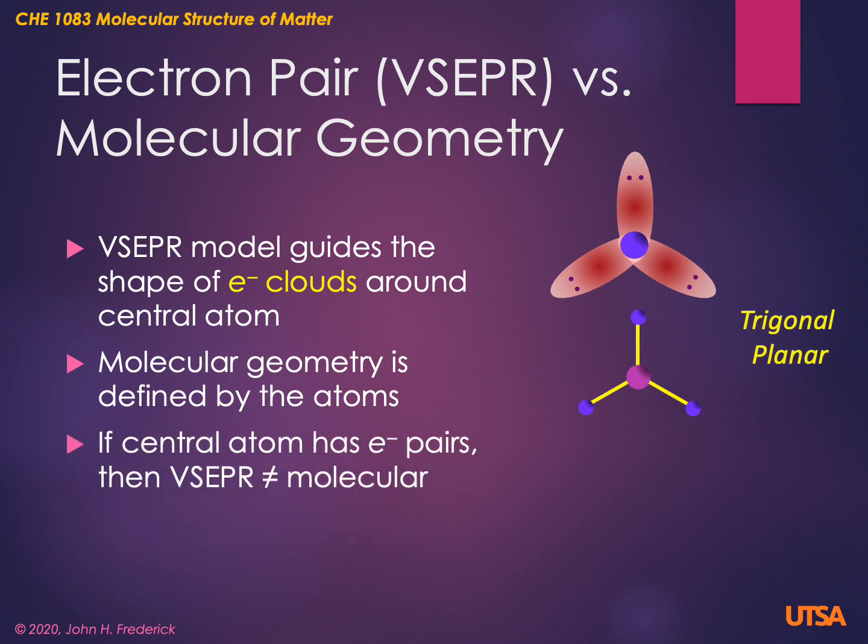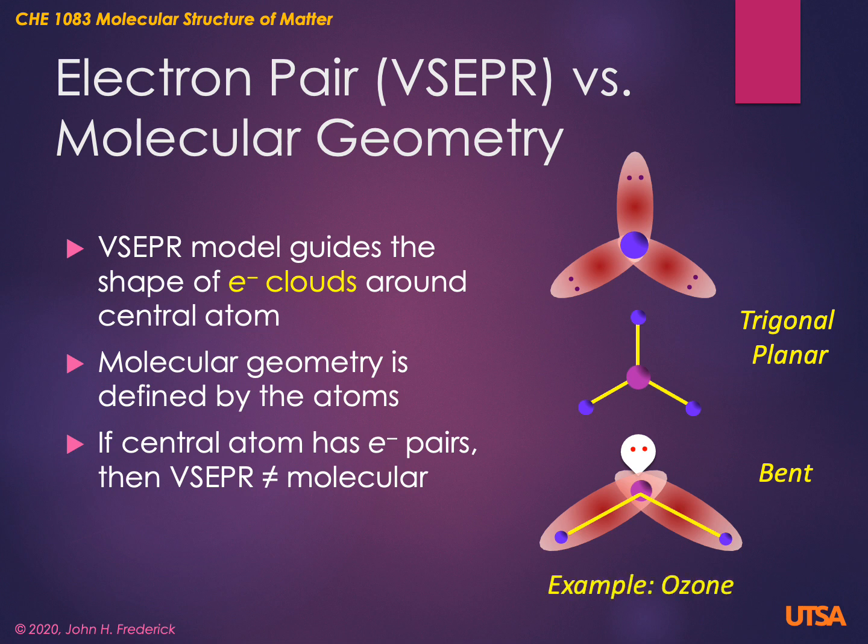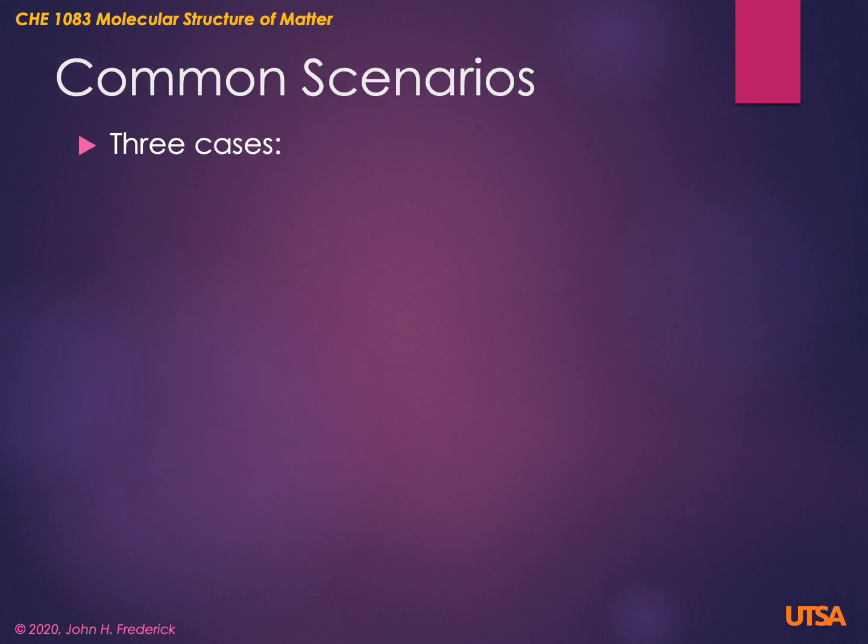But if the central atom has electron pairs, then the VSEPR model isn't strictly speaking equal to the molecular shape. So here's an example. There is a trigonal planar arrangement around the central atom, but one of those is a non-bonding pair of electrons. So the actual positions of the atoms in this molecule is a bent shape because it's a triatomic molecule. Remember, ozone is an example of this. So there are three scenarios that are going to present exceptions for us, and so let's consider each of those.